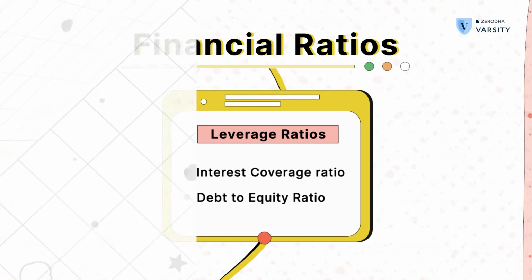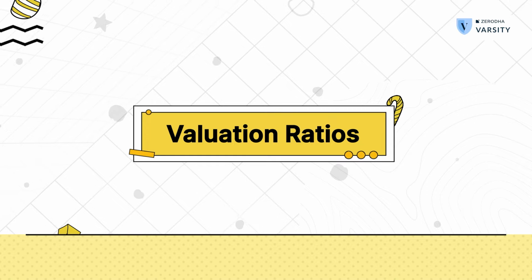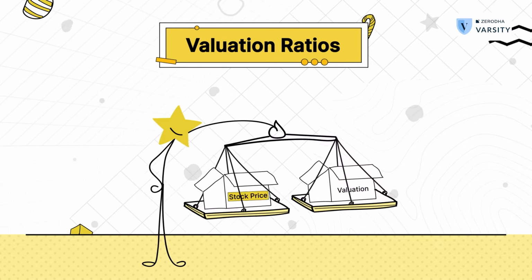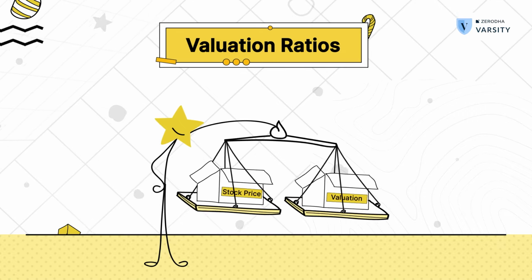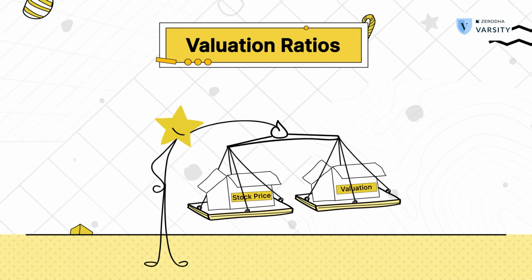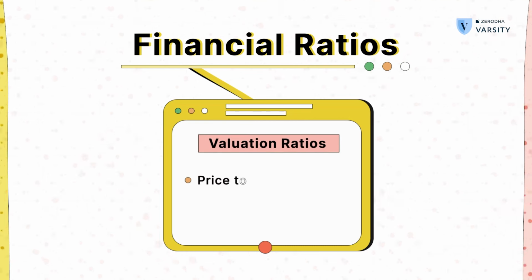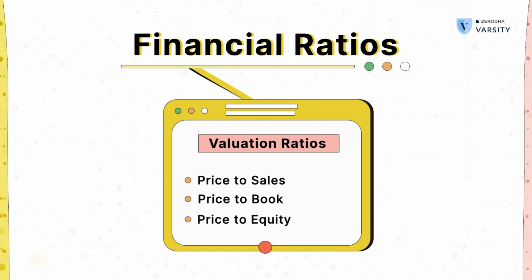The third is the valuation ratios. Valuation ratios compare the stock price with the valuation of the company to get a sense of how cheap or expensive the company's stock really is. Popular valuation ratios are price to sales, price to book, and price to earnings.